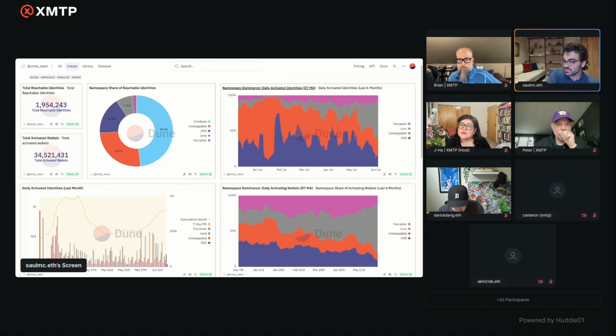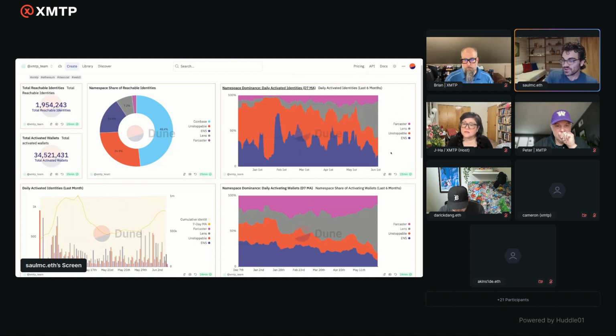What this says is that wallets that use XMTP that have wallet identifiers like ENS and Unstoppable tend to have multiple identifiers for those wallets, multiple ways to reach those wallets, multiple ways that they present themselves. Whereas the wallets that are activating Lens profiles and Farcaster profiles, or I should say actually verifying wallets associated with their FIDs, tend to verify only one wallet on XMTP that's associated with their FID, and only have one wallet associated with their Lens profile.